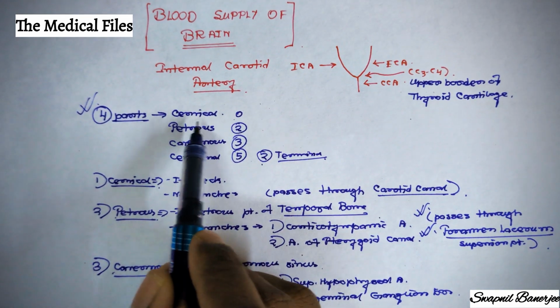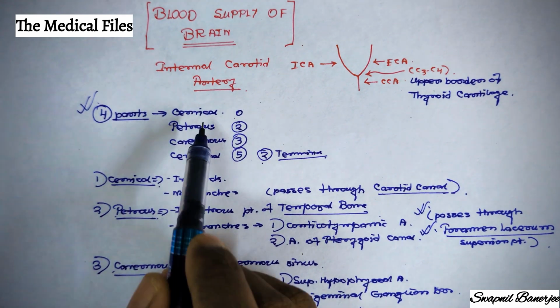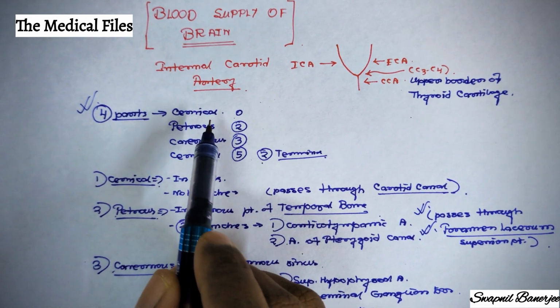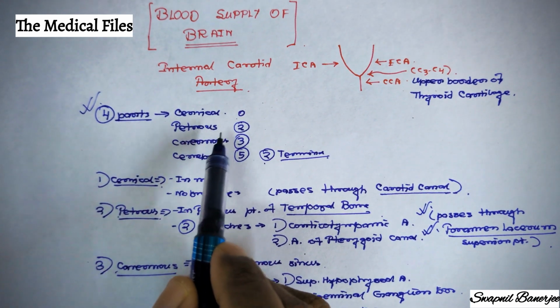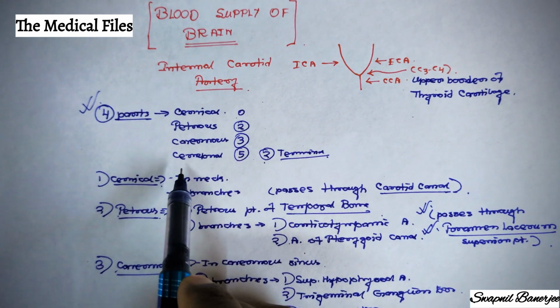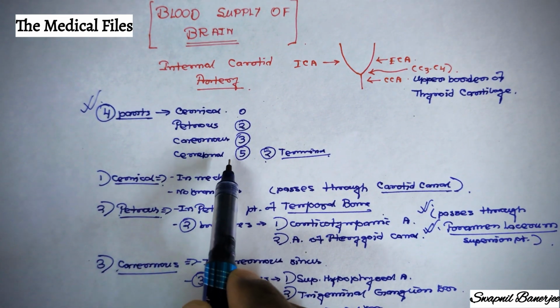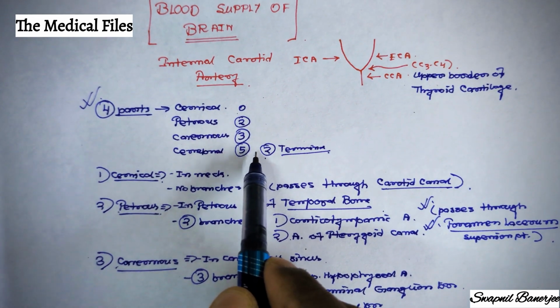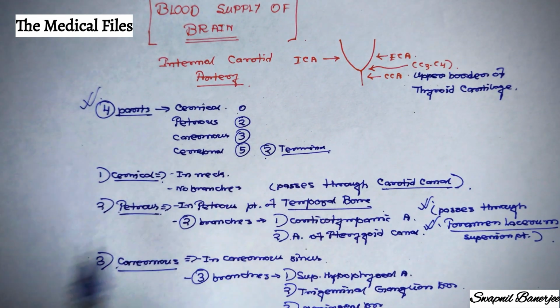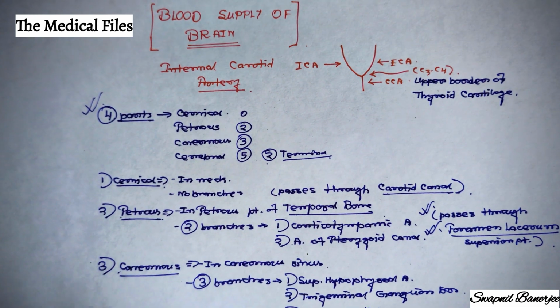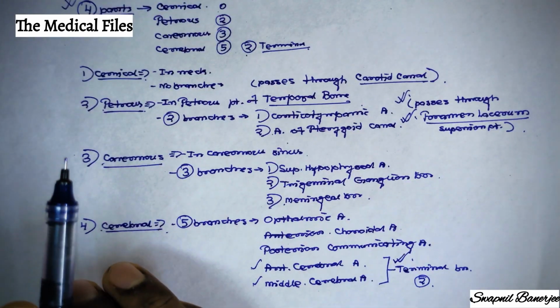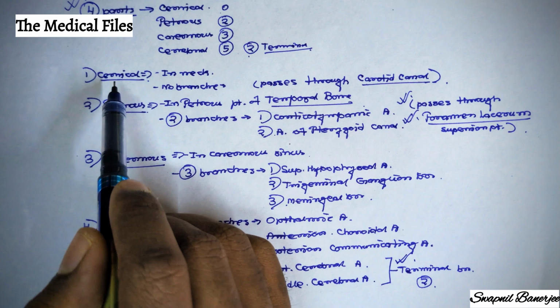In the cervical part, it gives no branches. So remember properly that in the neck, the internal carotid artery gives no branches. In the petrous part, it gives 2 branches, the cavernous part 3, and the cerebral part contains 5 branches, which also includes 2 of its terminal branches. The middle cerebral artery and the anterior cerebral artery are the terminal branches. We'll also discuss that. Now discussing the parts in detail, at first we have the cervical part.